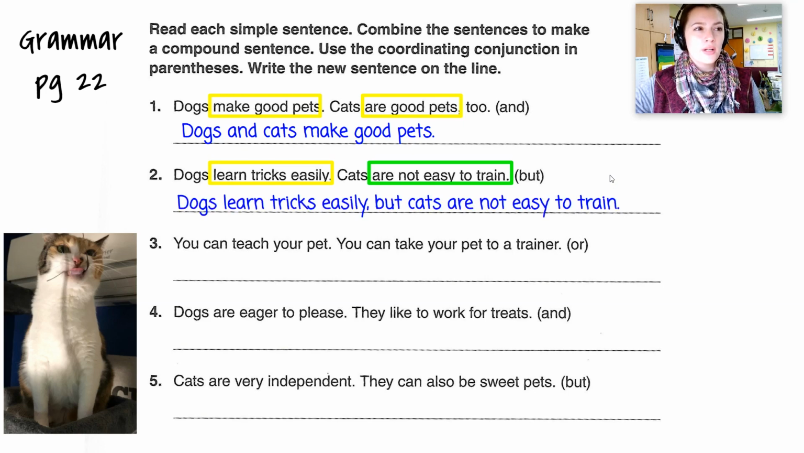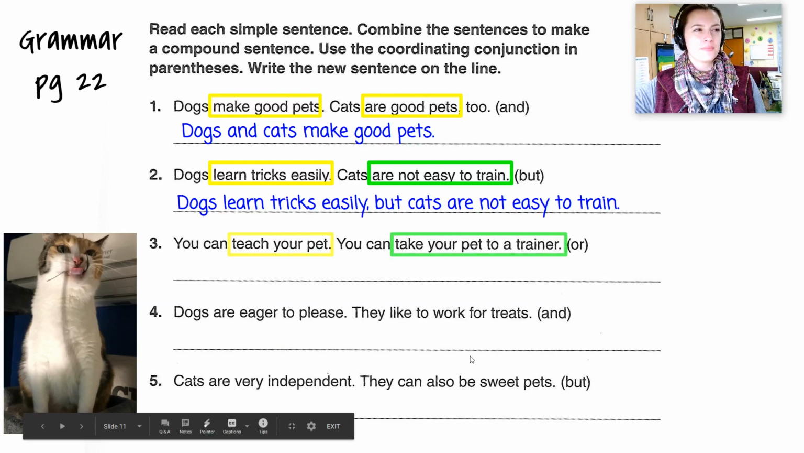Dogs learn tricks easily. So I copied the exact first sentence, comma, but cats are not easy to train. These 2 sentences are completely different. That's why we're using but, because these 2 sentences are being compared to each other. Dogs learn easily, but cats are not easy to train. And that's true, you guys. Cats are not easy to train.